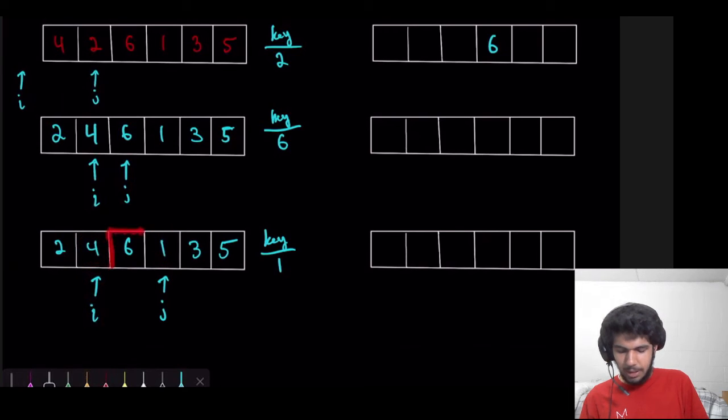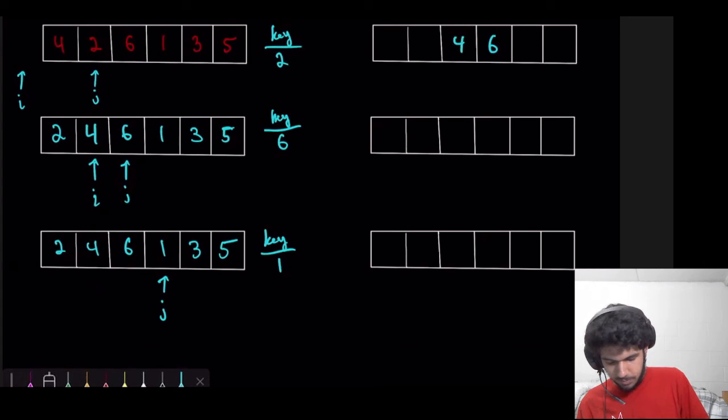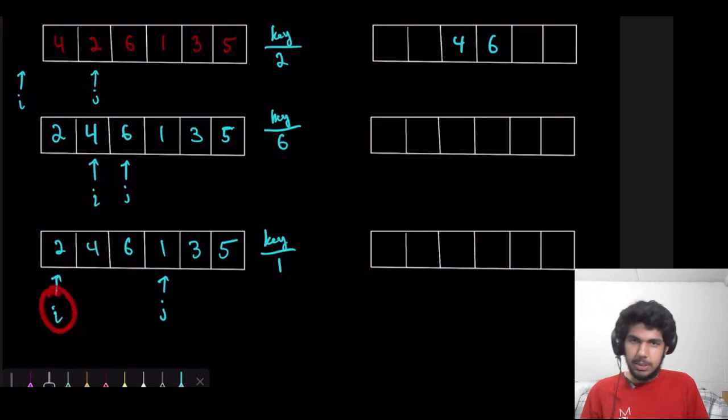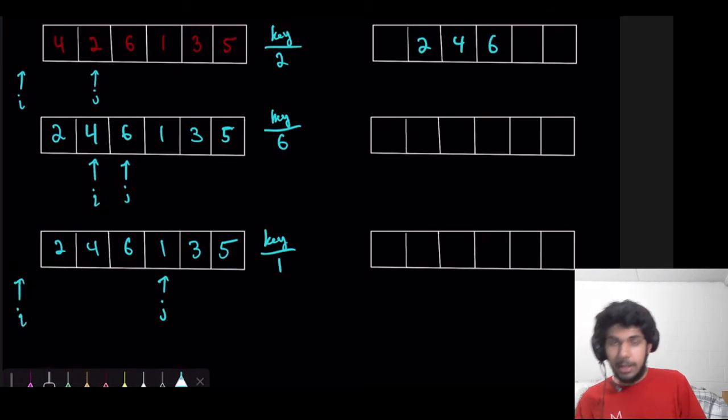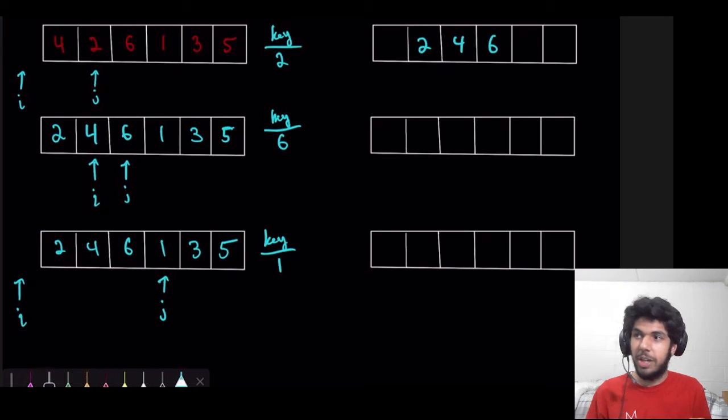So we're going to assign this box to what I is pointing to, which is 4. Good. Shift I down once again. I, once again, is greater than or equal to 0. This is greater than this. So we will set this box equal to what I is pointing to, which is a 2. Okay, and then we shift I down once more, and now we can't continue with the while loop because I is not greater than or equal to 0.